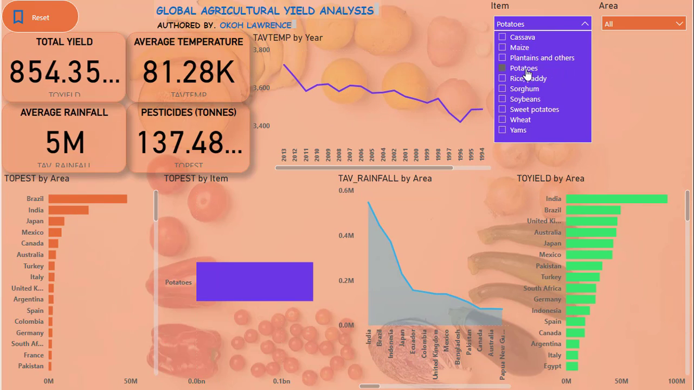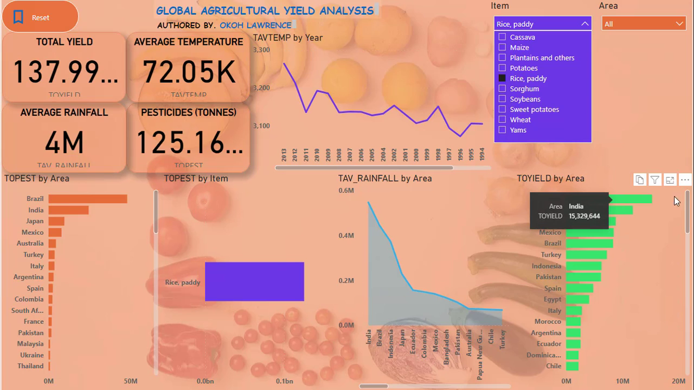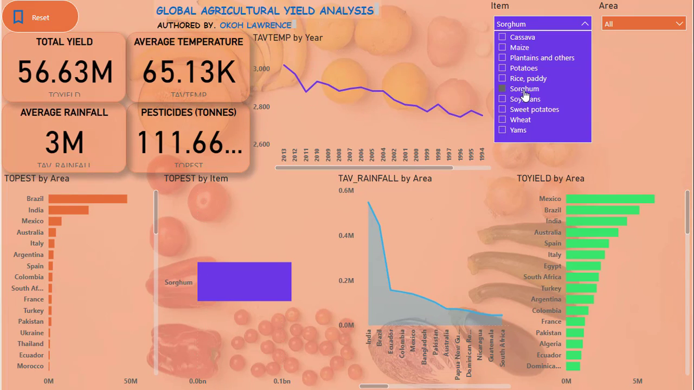Okay, we look at potato also. India is ranking highest in potato, followed by Brazil, United Kingdom, Australia, Japan, while the global yield stood at 854.35 million. Then rice paddy, we have India standing highest, followed by Australia, knocking Brazil to the 5th position on the global ranking. So India is really doing well in these agricultural products. Then sorghum, we have Mexico, followed by Brazil, then India, Australia, then Spain at the 5th stage.